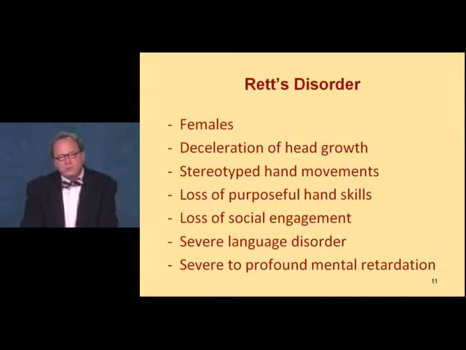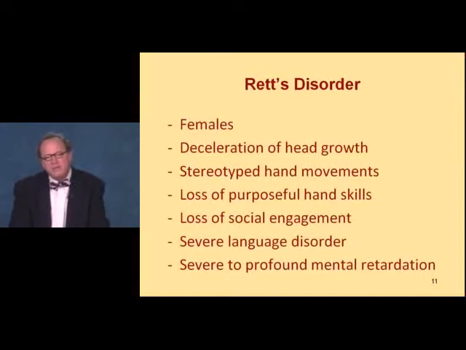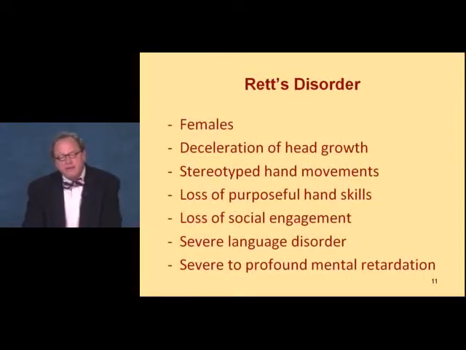These are little girls who are born quite normally, but what happens over the first couple of years of their life is that their head stops growing at the rate that it should, meaning that their brain stops growing at the rate that it should. They also develop some hand movements that are somewhat unusual and stereotyped, and this is very different from hand washing, for example, a concern about dirt and germs. This is non-purposeful hand movements, and eventually they may lose use of their hands.